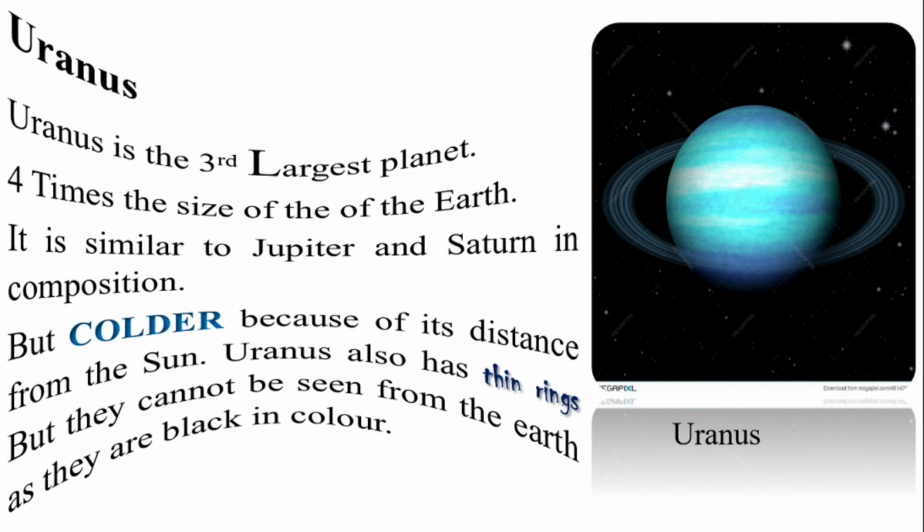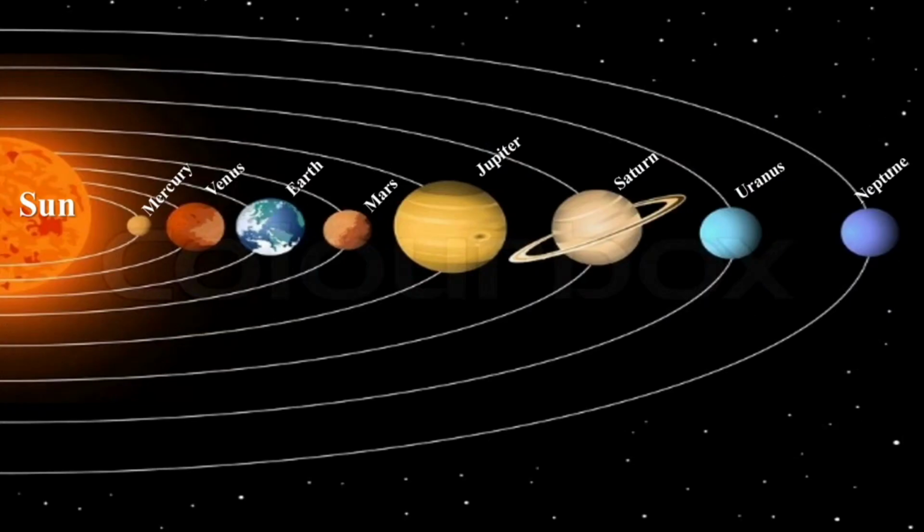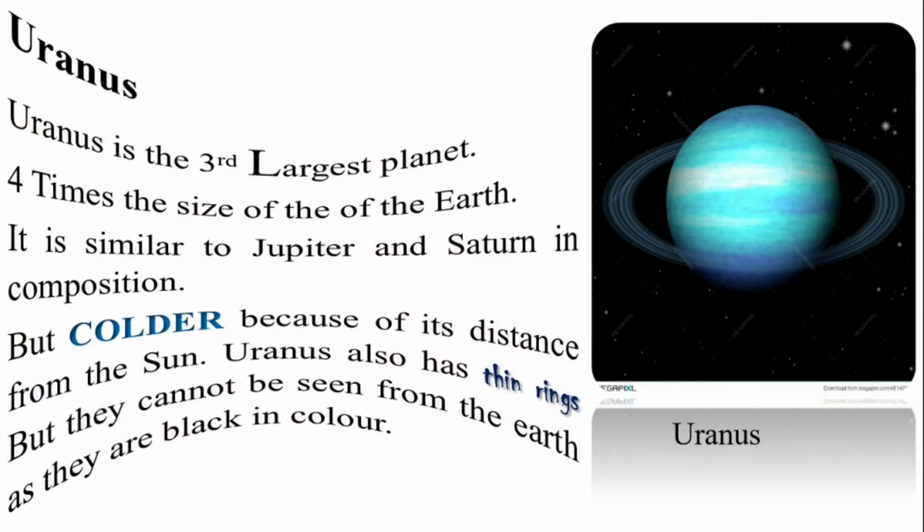We have already studied Jupiter and Saturn. Jupiter is considered the first largest planet, Saturn the second, and Uranus the third largest planet, four times the size of the Earth. It is similar to Jupiter and Saturn in composition, but colder because of its distance from the sun. Uranus also has thin rings, but they cannot be seen from the Earth as they are black in color. So this is regarding Uranus.